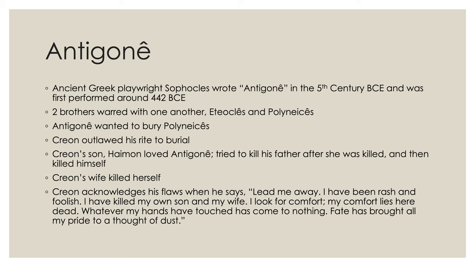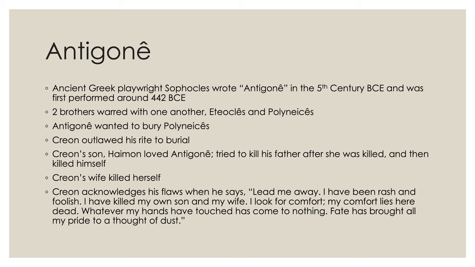And because of this, the sister Antigone did not conform to the uncle's law. She broke the law. She wanted to bury her brother next to their family. She wanted them to be together. And because of this, Creon condemned her to death for disobeying his law. However, Creon's son, Haemon, loved Antigone. He was betrothed to her.